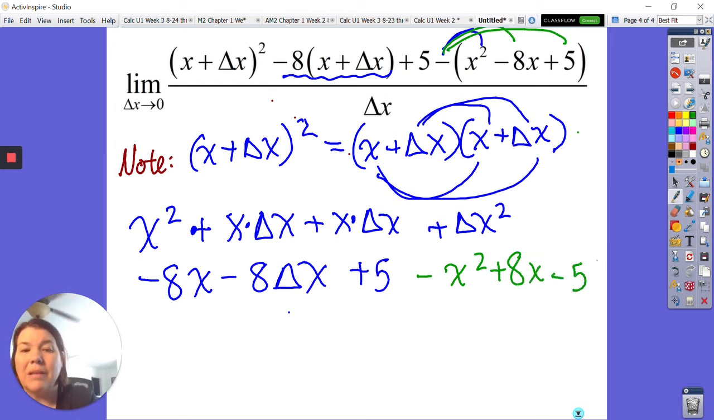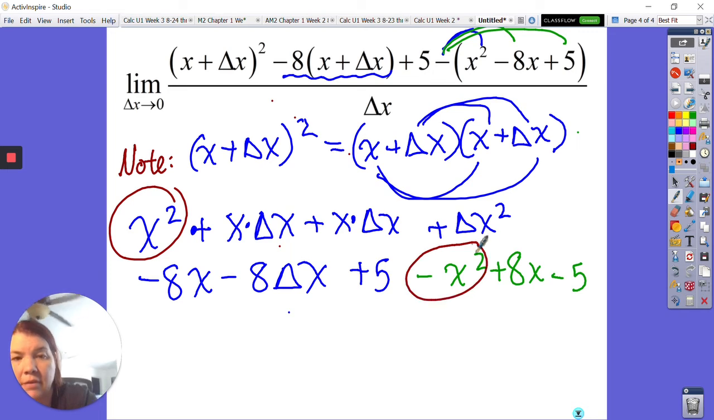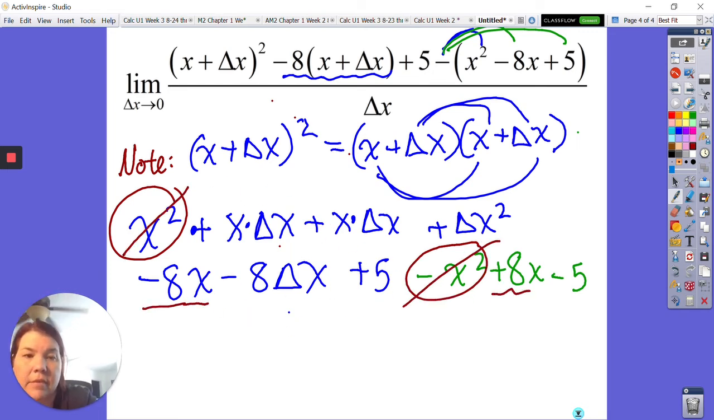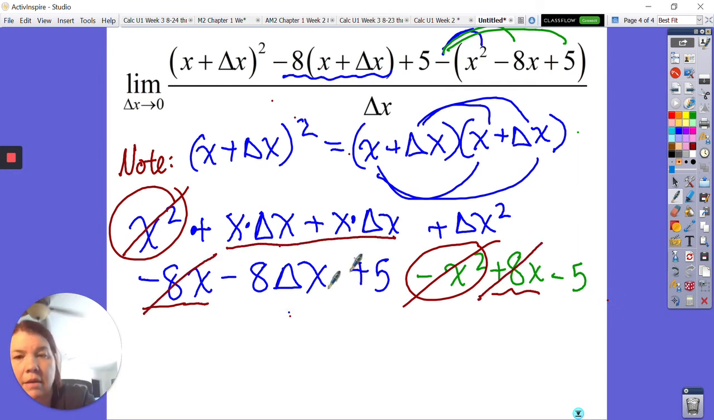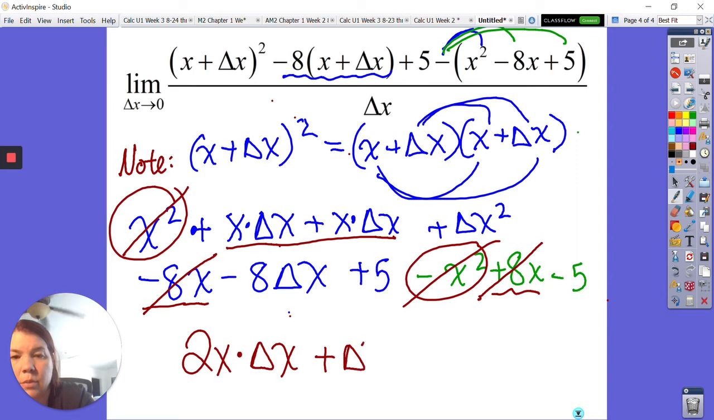Okay, so I'm going to clean everything up. The first thing I see is that I've got x squared and negative x squared. Goodbye. Then I notice that I have negative 8x and negative 8x. Goodbye. It's really important. Then I have 2x times Δx plus Δx squared minus 8Δx.